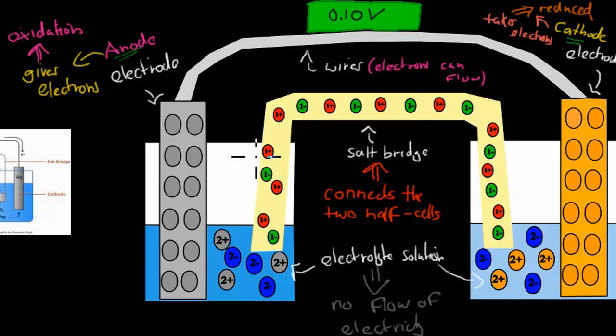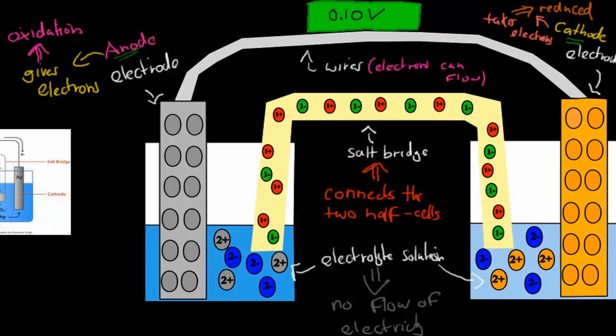We need to have the two electrodes, one of it being the anode, the other one being the cathode. We need to have the electrolyte solution. We need to have a salt bridge. We need to have a voltmeter to measure the electron flow, and a wire so the electrons can pass through.